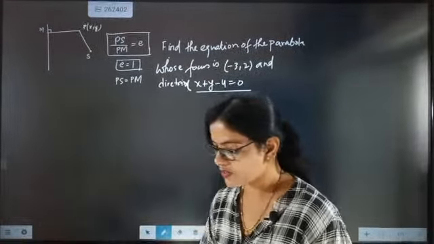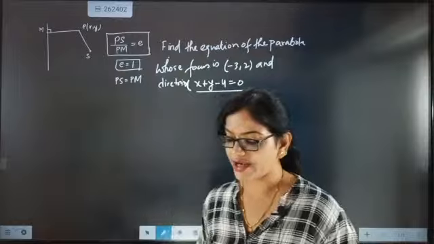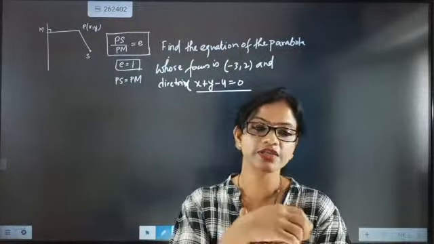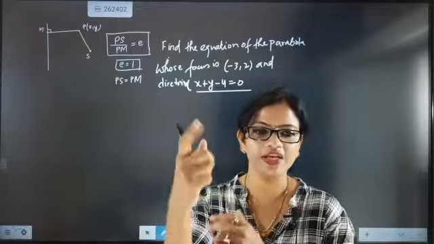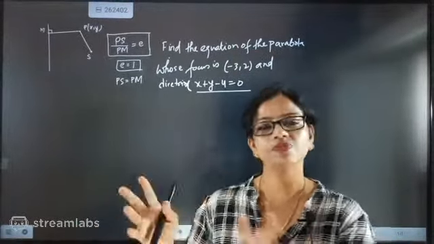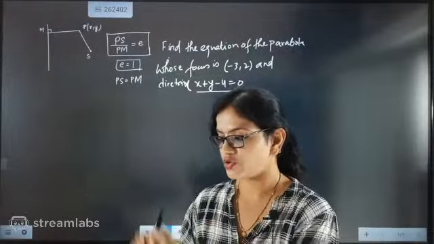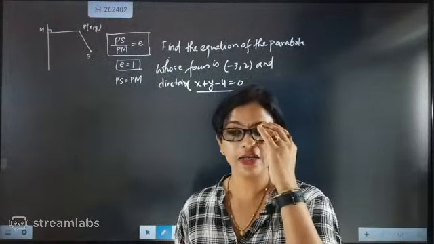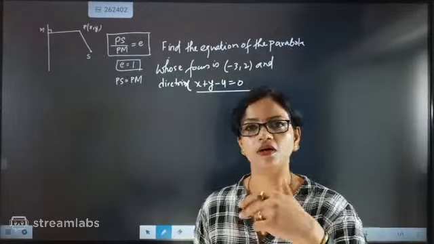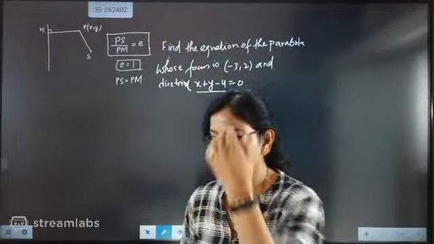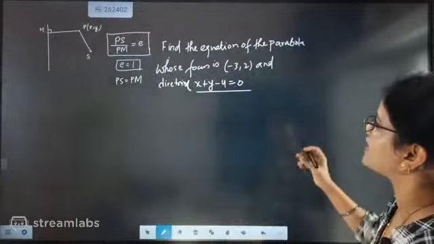Okay, we will now look at the equation of a parabola. For a conic section, the analytical definition is that PS by PM always has a fixed ratio equal to e. For a parabola, PS equals PM because the eccentricity is 1. So we are going to use this directly.